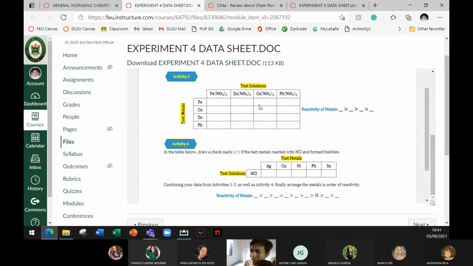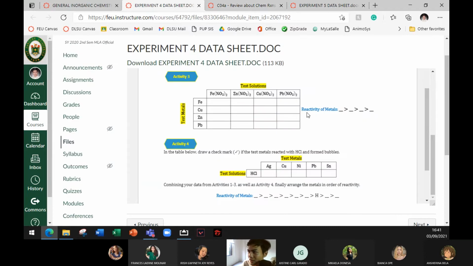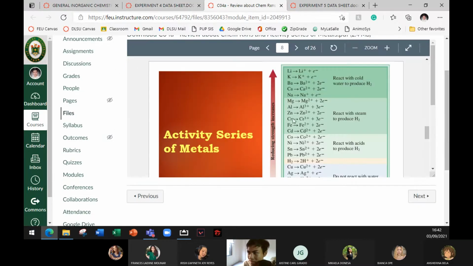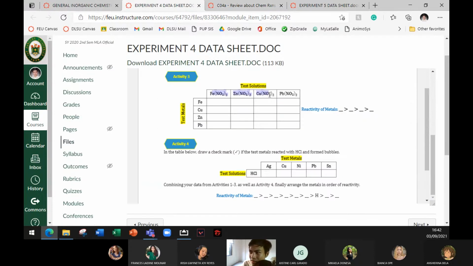For this part naman, just compare the metals here. Kunwari, tinatanong dito, reactivity of metals. Ang gagawin nyo lang, you just rank these metals based on the activity series. Kung sino pinaka nasa taas, sila yung pinaka reactive. Kung sino yung pinaka nasa baba, sila yung least reactive. Itong nasa taas, ME lang yan. So, ito yung mga metals na gusto natin i-rank.